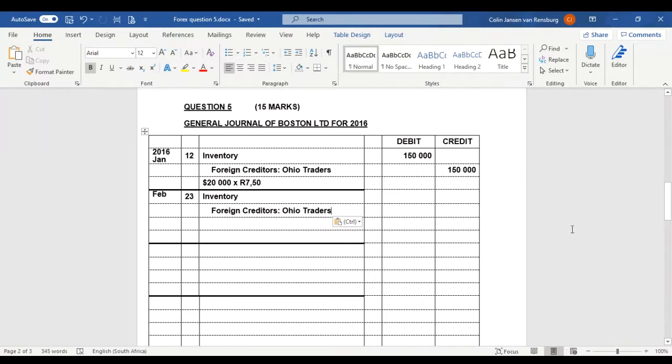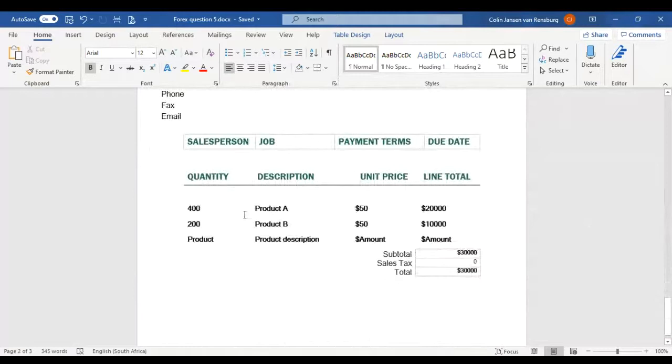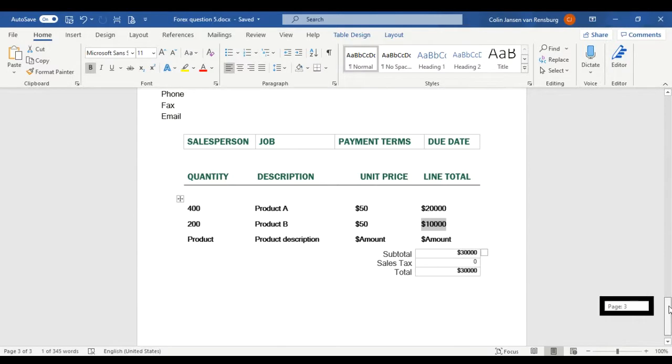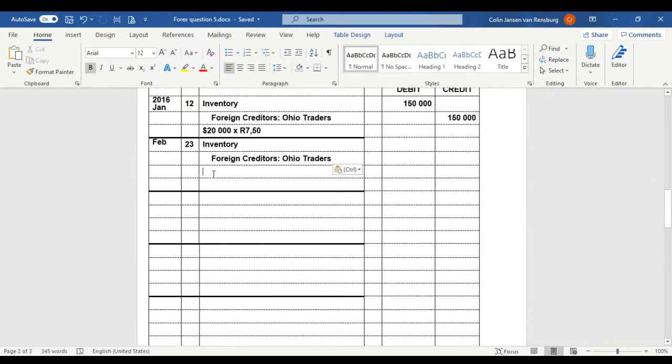So let's go and have a look at our invoice. What is the value of this purchase? That is now product B. So if we look at product B, what was the value of the purchase? Here we go, $10,000, right? $10,000. But we cannot record it in our books at $10,000. We've got to translate it to rand first. Let me just start there. No, that's not rand. It should be dollars. So $10,000.